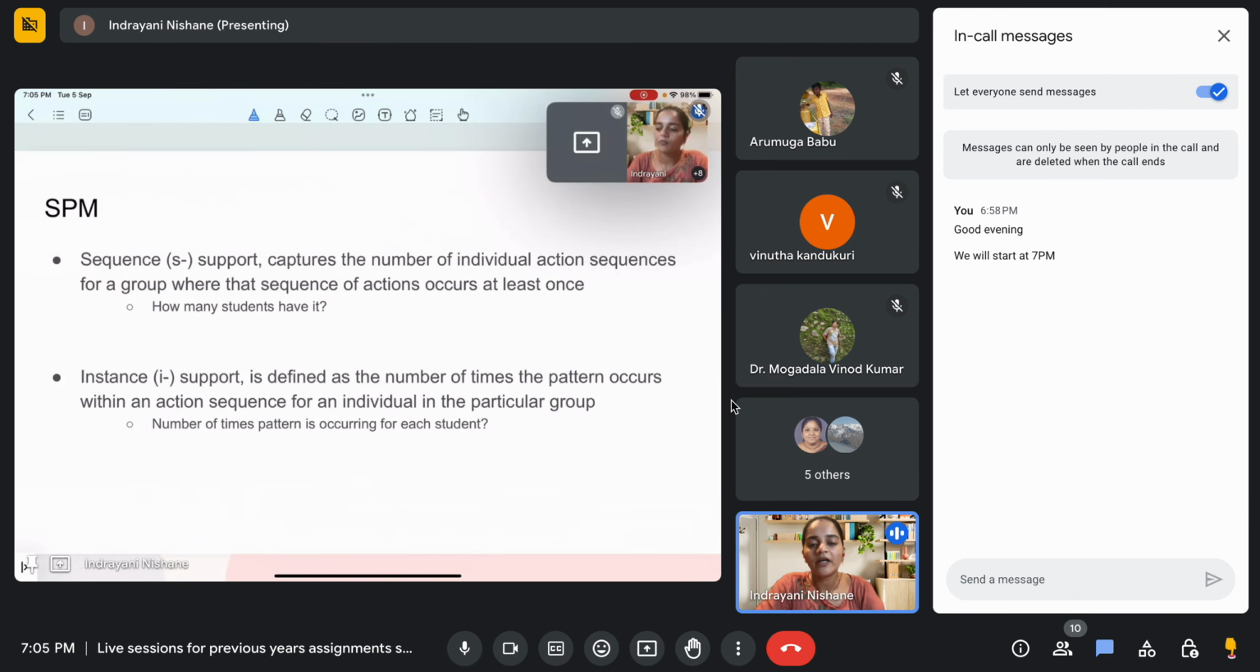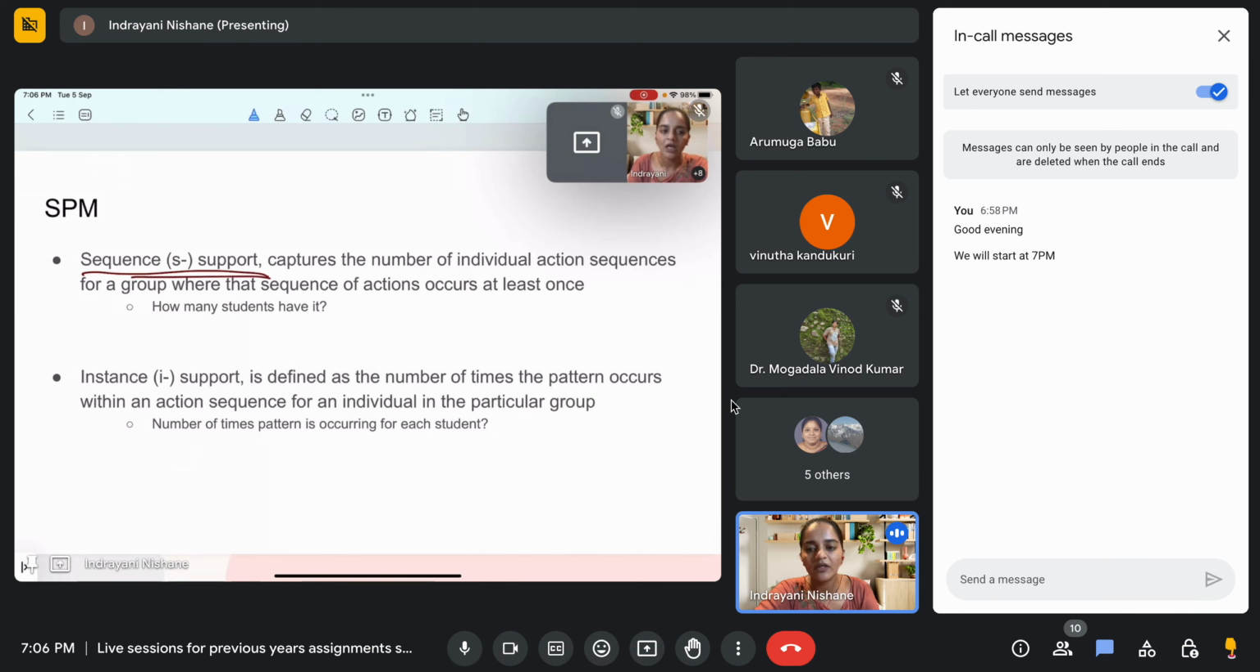So these points are from the questions point of view about the numericals. There are two matrices which are considered while we do SPM or sequential pattern mining. One is sequence support or S support, and the other is instance support or I support. As the name suggests, sequence support captures the number of individuals in a group who perform the actions. So how many students are performing that particular sequence of actions. That is sequence support, as the name suggests: by how many students that sequence is supported.